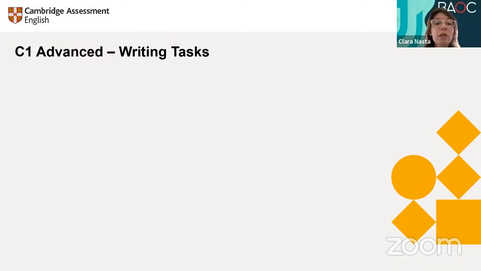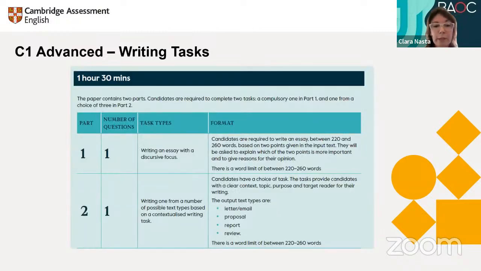Of course, then we are going to analyze the difference in expectations from the assessors between a B2 and a C1 level, right? So basically, in both exams, part 1, they are asked to produce an essay, but the expectation of complexity is of course stronger in C1. And let's have a look at the summary of tasks. This is C1, part 1, write an essay with a discursive focus.